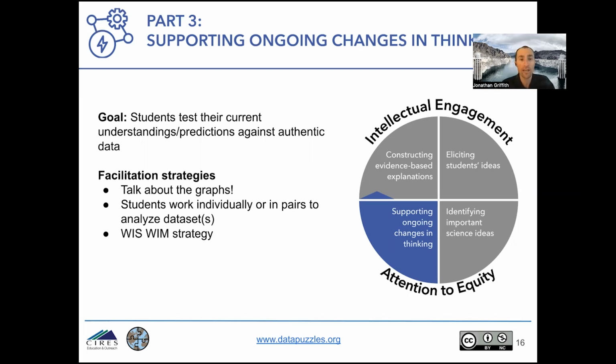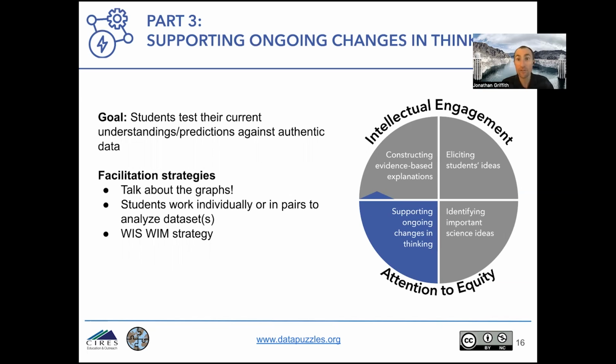Students will work individually or in pairs to analyze the data sets, up to you. And we would encourage you, after having these discussions about the graphs and the data sets, to utilize data analysis strategies that maybe are already embedded in your classroom instruction. One that teachers who have used these data puzzle resources are particularly fond of is the What I See, What It Means strategy. If you have other strategies that are helpful for students in analyzing data sets, feel free to utilize them here.